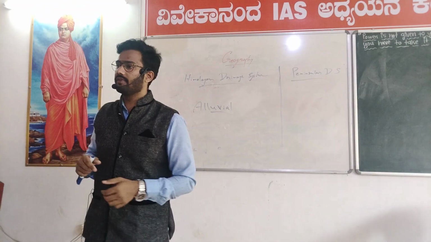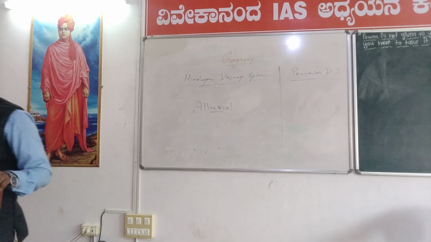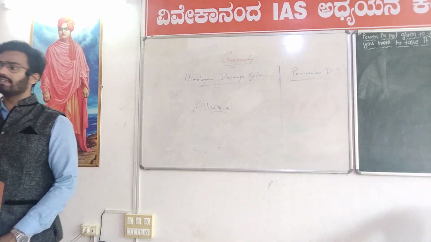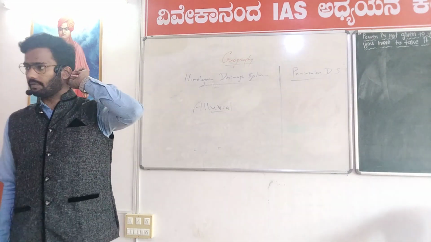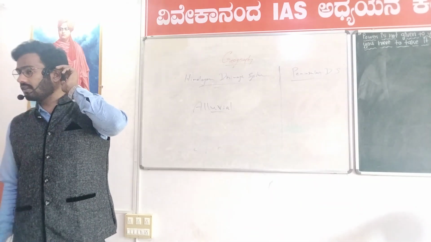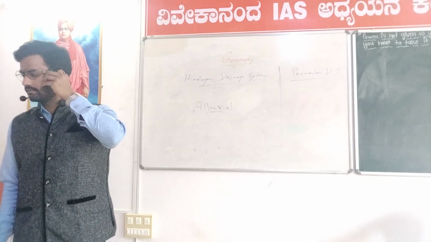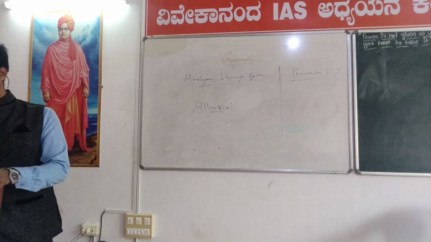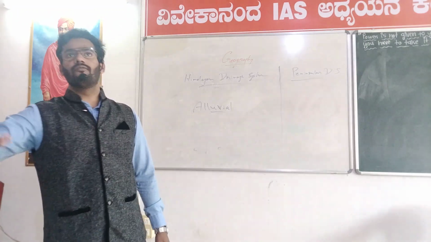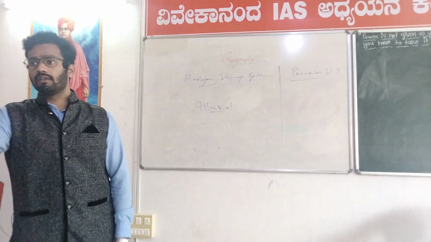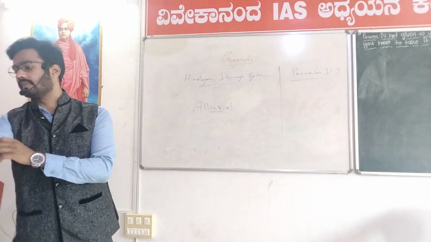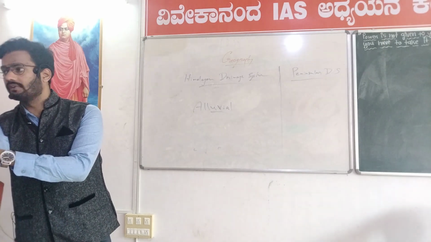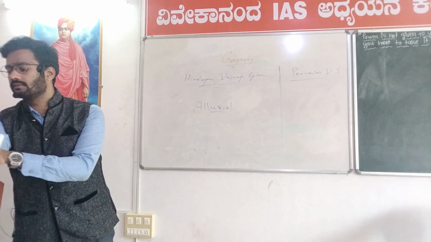Where does National Waterway 1 reach from where? National Waterway 1 is on the Ganga river. It starts from Allahabad, Uttar Pradesh, and reaches Haldia. National Waterway 2 is on the Brahmaputra river, in Assam.